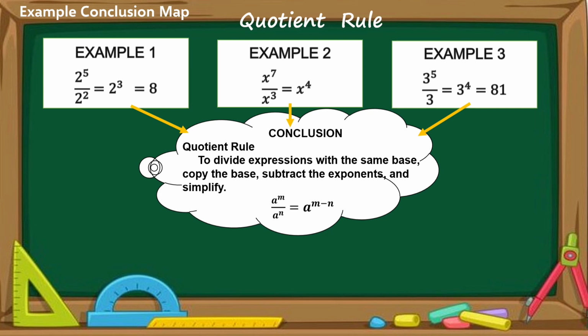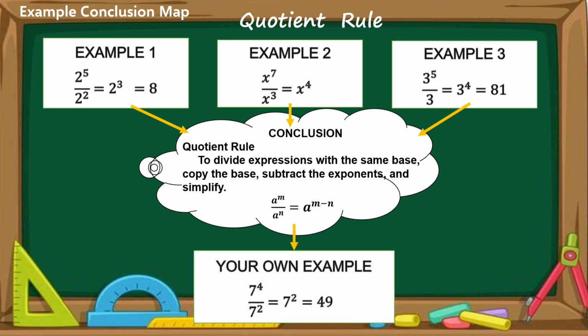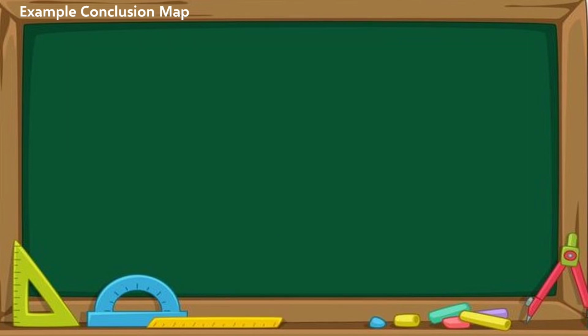From this idea, we can produce our own example as 7 raised to 4 divided by 7 raised to 2. It is equal to 7 raised to 2, which is equal to 49. Next, let us have the power of a power rule.